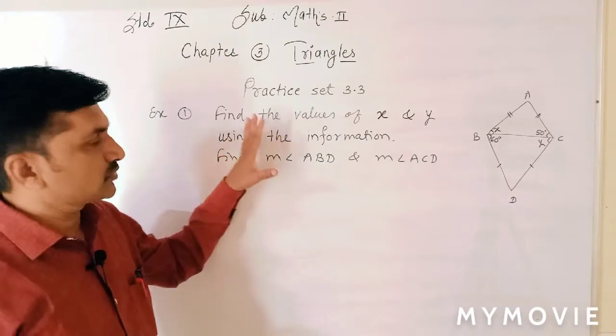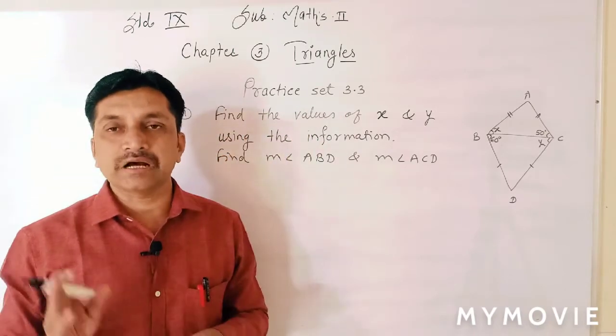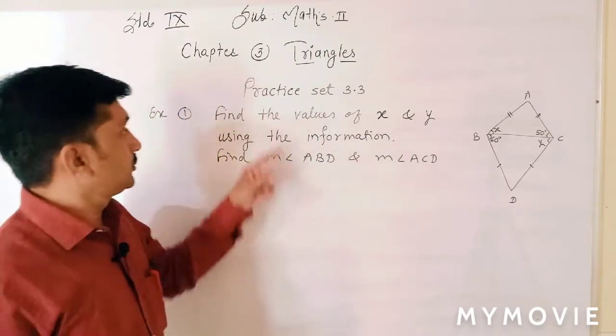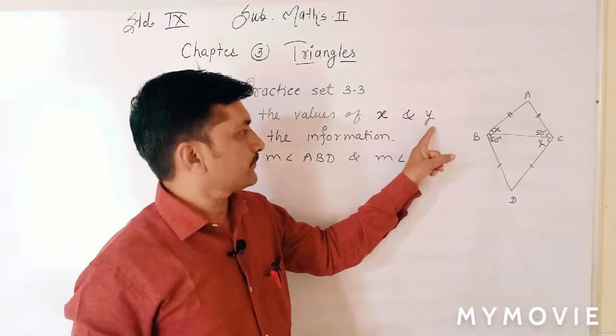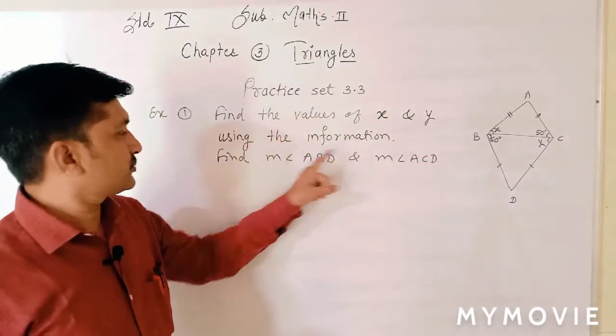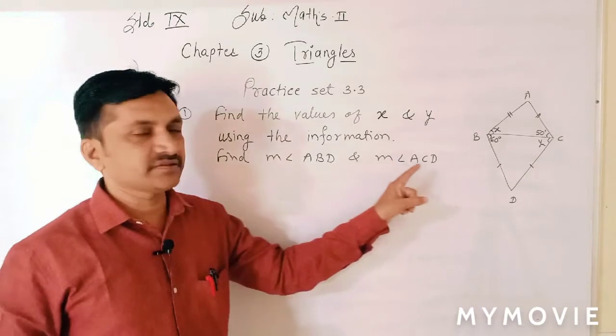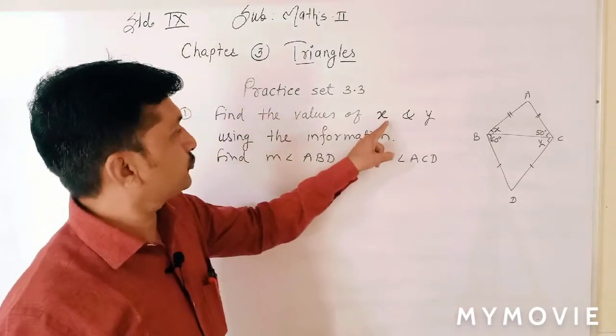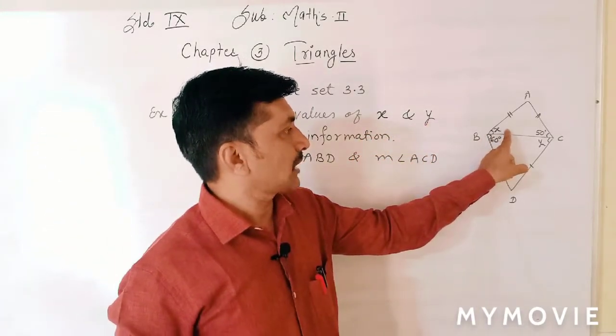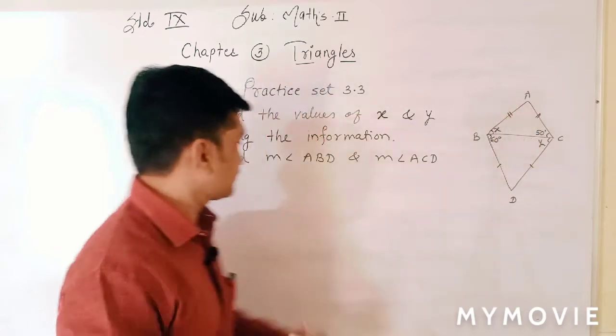Example number 1. This is a very easy example based on the isosceles triangle theorem. Find the values of x and y. Using the information, find the measures of angle ABD and angle ACD also. Now here we want x first, and for that consider triangle ABC.